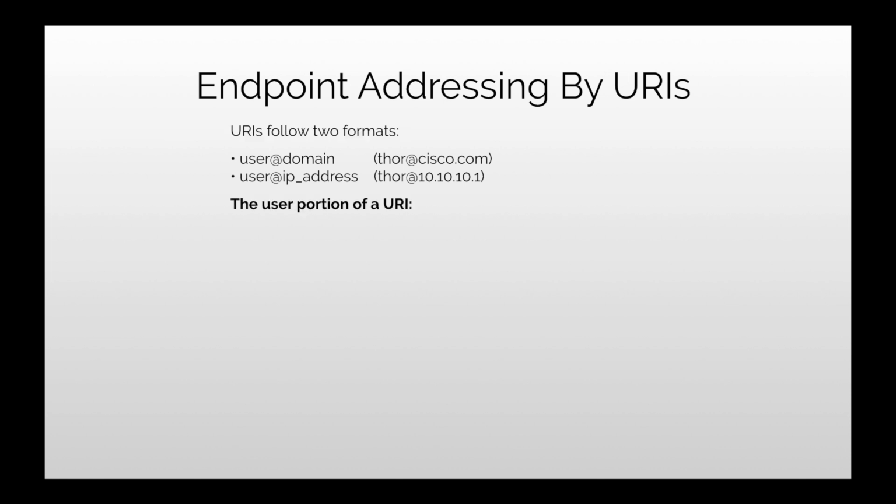Now the user portion of a directory URI, that's the portion before the at symbol, can have A through Z, upper and lower case, numbers, the dollar sign, and a host of other symbols, as you can see here. The user portion is case sensitive. Now that's a default setting in the CCM. However, you can go into the enterprise parameters and change this. I'll show you that in just a second.